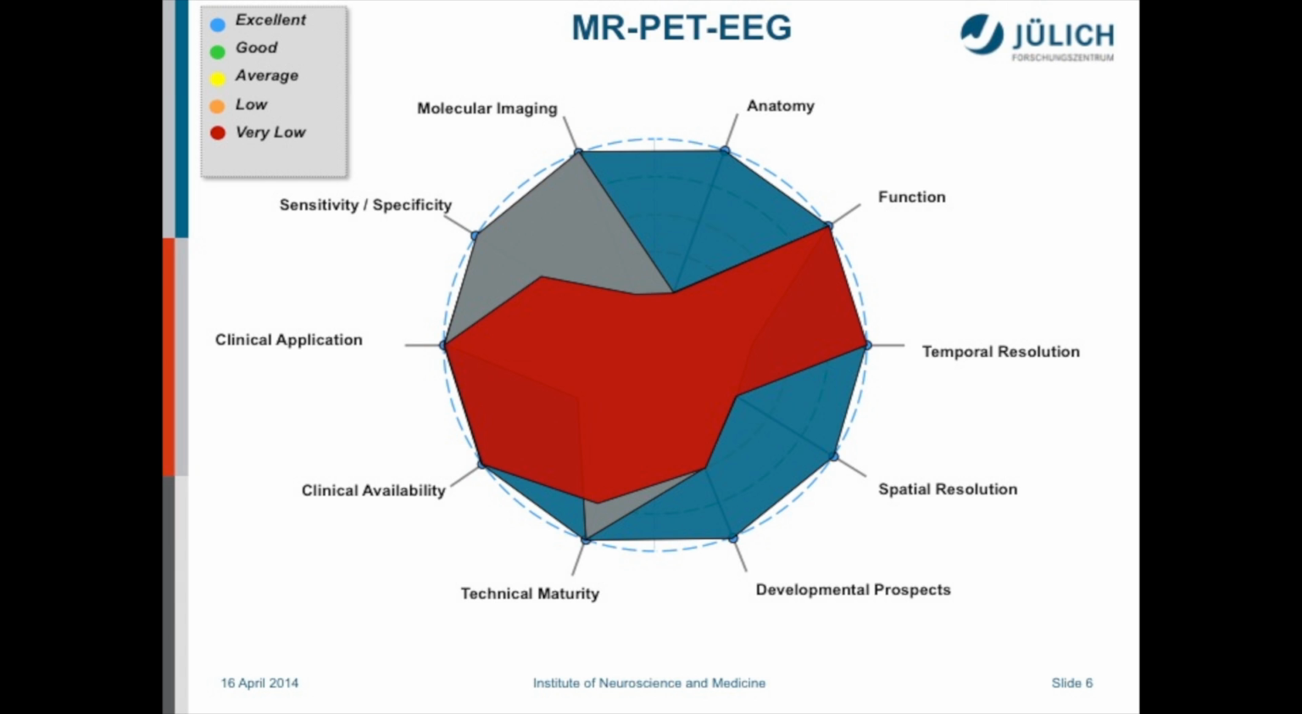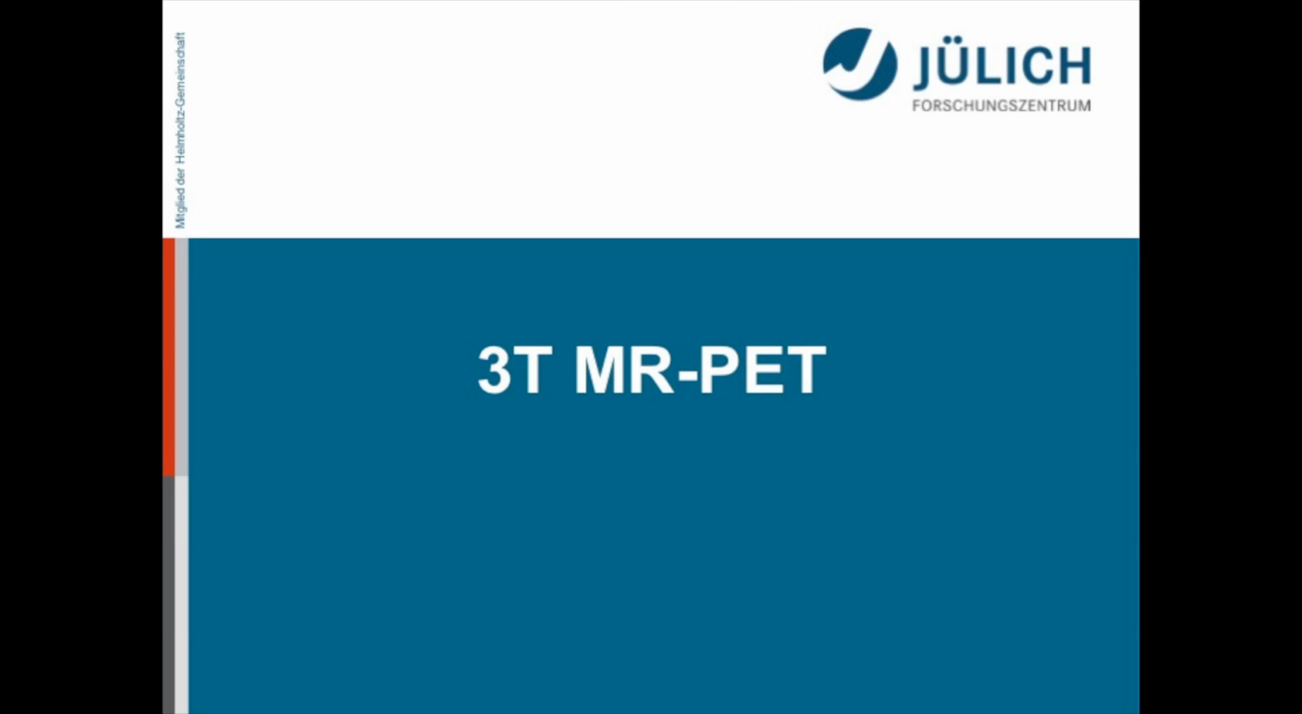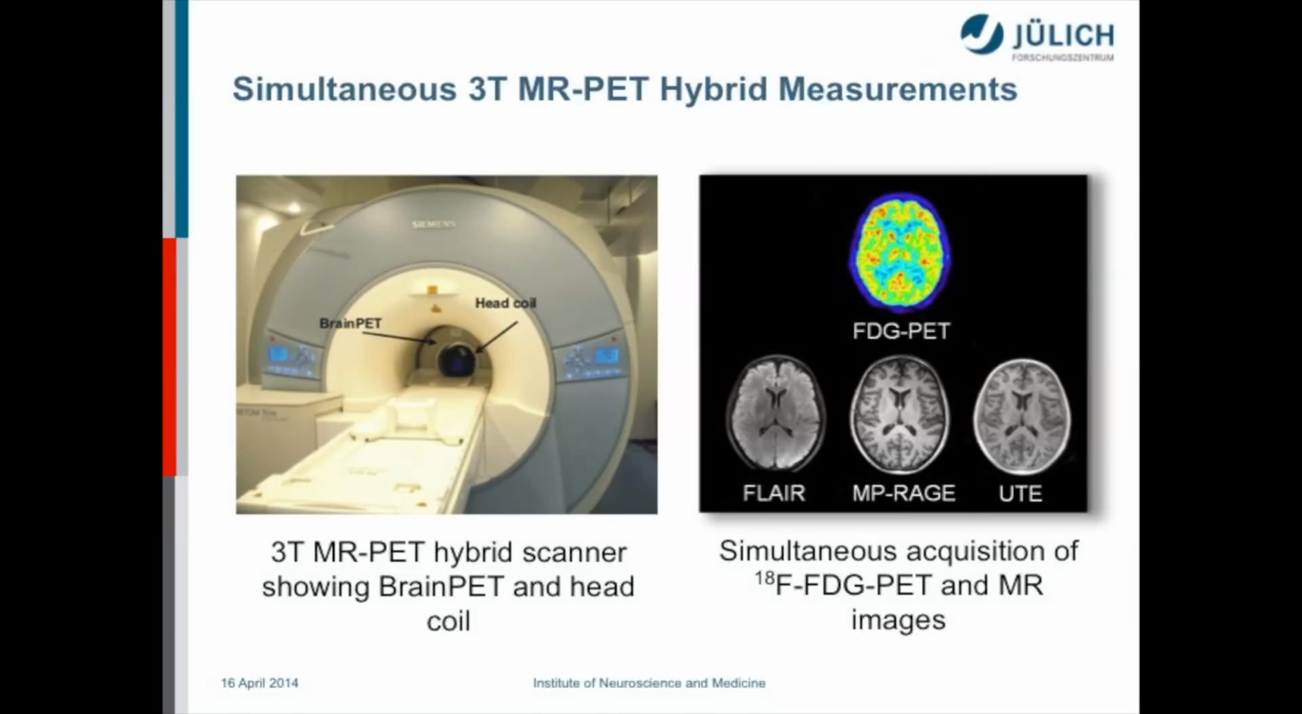I won't have time to show you any results from EEG, but please take my word for it. We do it routinely at 3 Tesla in the MR PET. And I think I took out the slide. We have started work at 9.4 Tesla as well. So those were my marketing slides, but I think we're all convinced that these hybrid modalities are the way to go. I'd like to begin at 3 Tesla.